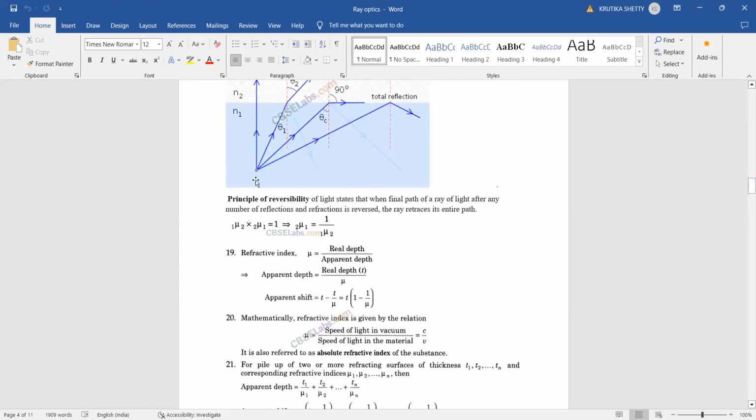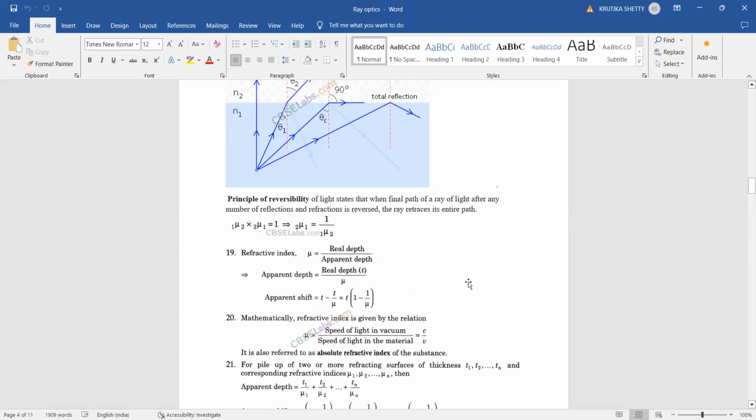Then the next point is the principle of reversibility. So what is the principle of reversibility? It states that when the final path of a ray of light after any number of reflections and refractions is reversed, the ray retraces its entire path. So after reflection and refraction, if you retrace the ray, the ray will travel the same path. That is called the principle of reversibility. Okay.